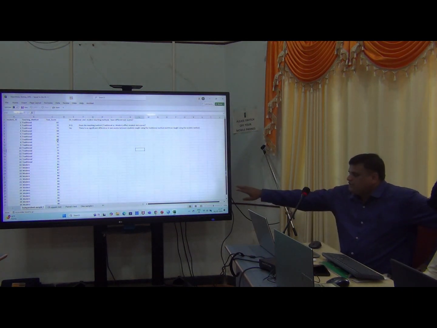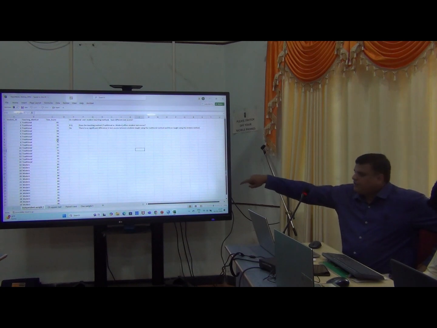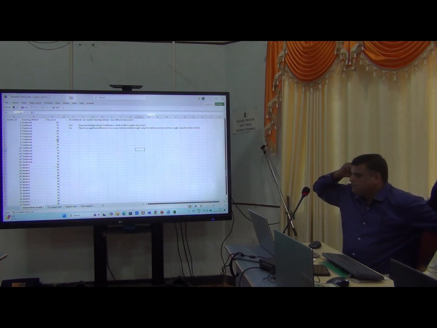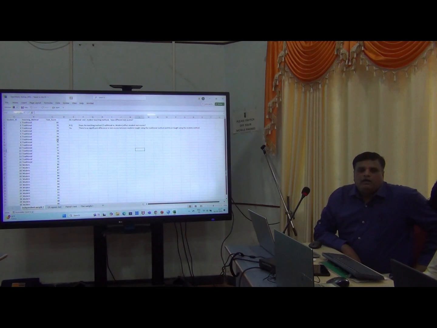So we will try all these things: independent sample t-test, chi-square test, paired sample t-test, one sample t-test, chi-square, and F-test, ANOVA.